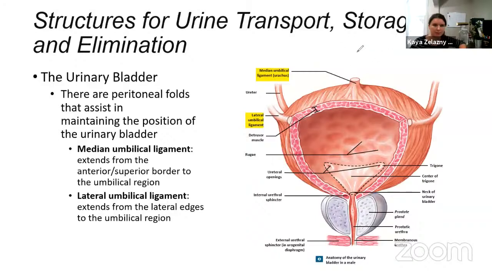So we'll see that we have structures that we call ligaments, some named ligaments. We have one in the middle. Here's the median umbilical ligament, or the urachus. I can think of that as being kind of related to the belly button. We have lateral umbilical ligaments, lateral coming out to either side. So the bladder isn't sort of free floating in your pelvis. It's held in place.